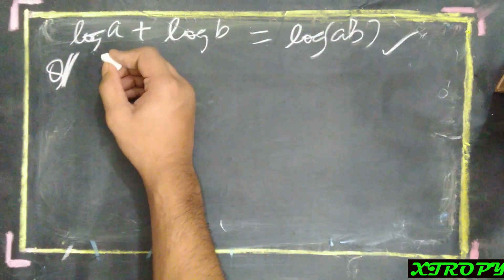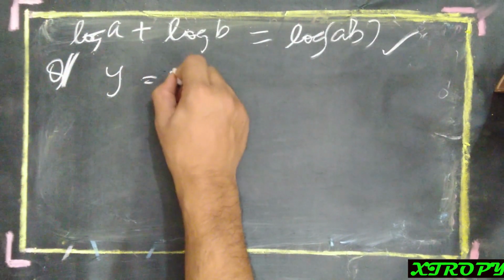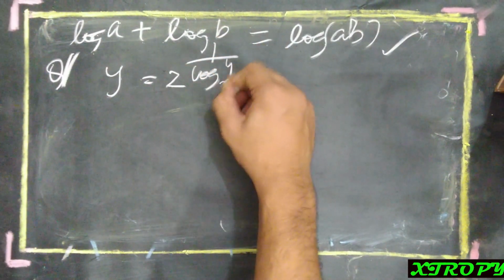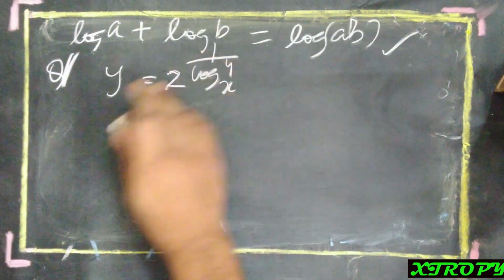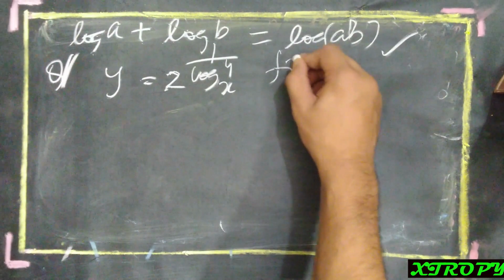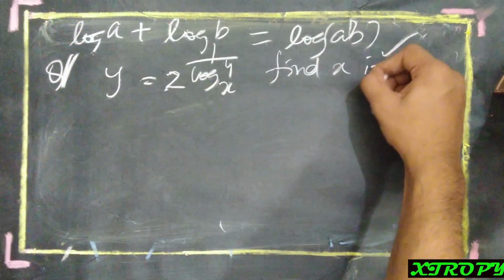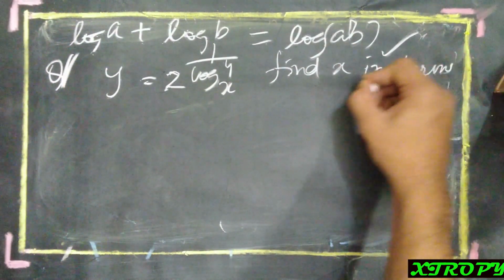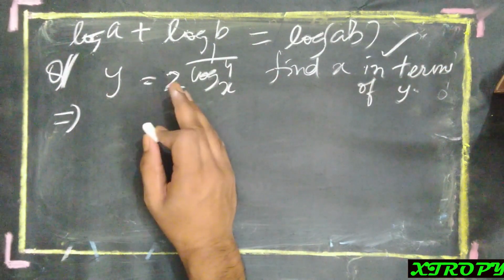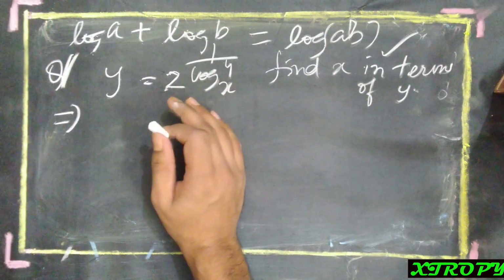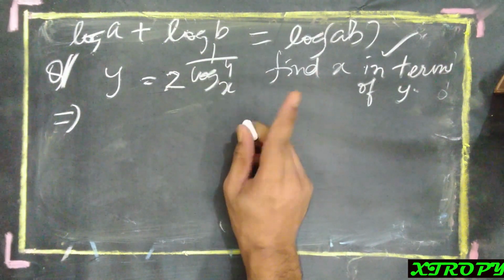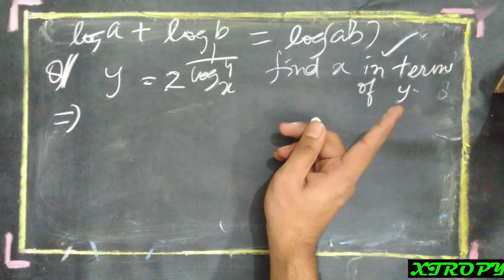Suppose you are told that y equals 2 to the power 1 by log 4 base x. Find x in terms of y. In this sum, if you are not understanding this sum and the way I do it, you may skip it for now, but obviously you will understand this if you see the next video on logarithms.